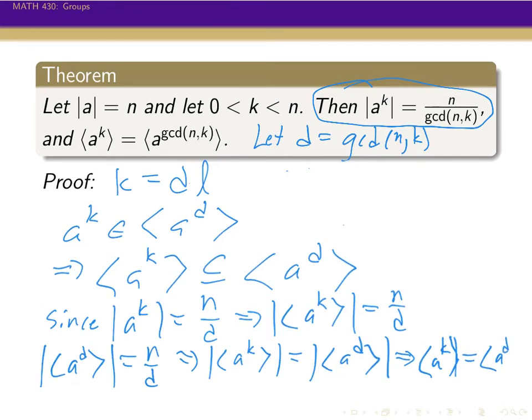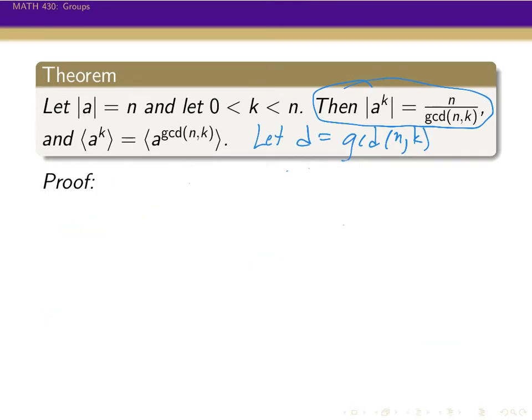Okay, so this is why this is a counting argument. We have that the subgroup generated by a to the k is inside the subgroup generated by a to the d, and then we're counting the number of elements of each of them, and we're seeing that they're the same, and so that means that they have to be equal. So this is one way to look at it. Now let's look at a more number theoretic proof.